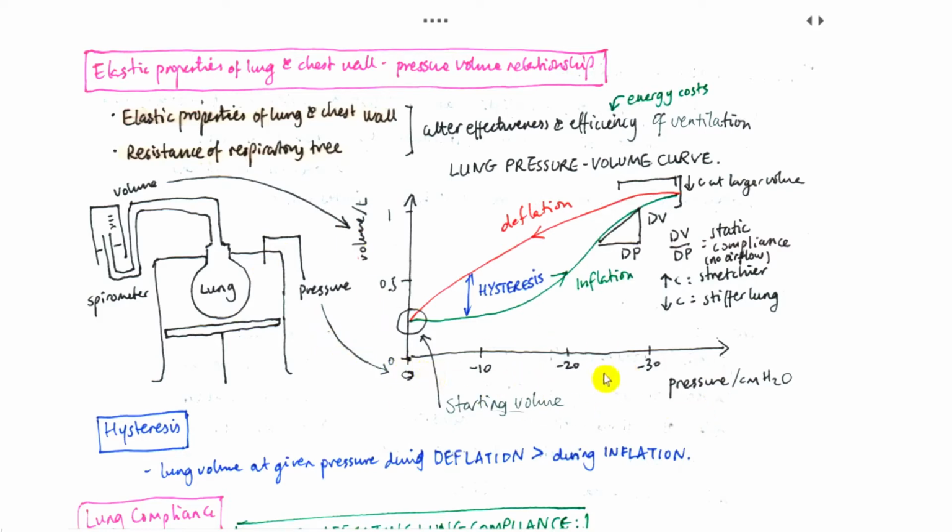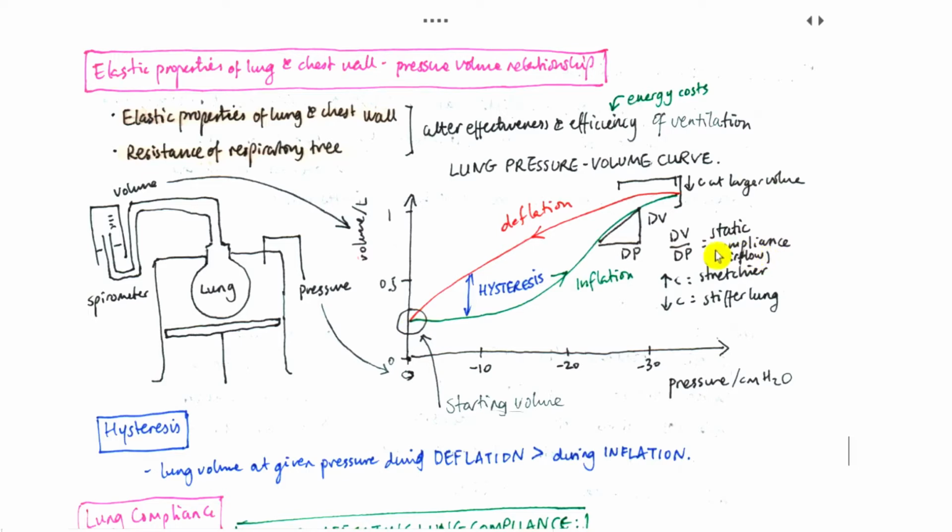Now, as we decrease the intrapleural pressure, we expand the lungs, and remember that if we're at zero pressure, then the lung has an innate volume, so we don't start at zero. As we decrease the intrapleural pressure, we expand the lungs and we're inflating it, so the volume increases like this. Now, when we deflate it, the curve is a little bit different. They both end and start at the same place.